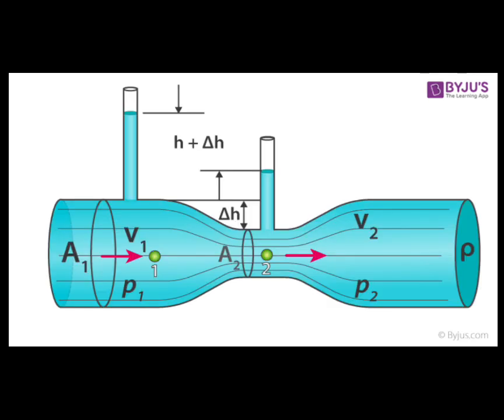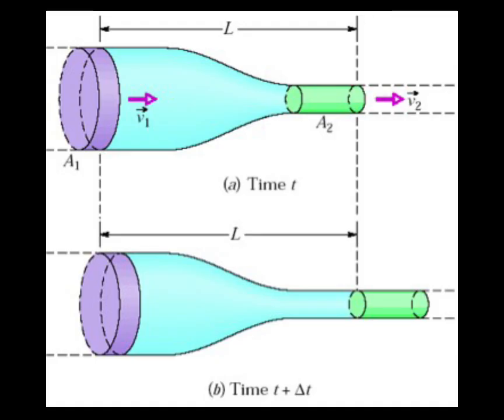Key insights from Bernoulli's equation: first, pressure-velocity relation. If velocity increases, pressure decreases, and vice versa. This explains phenomena like lift on airplane wings and the Venturi effect. Second, height effect. An increase in height decreases pressure or velocity due to gravitational potential energy. Third, assumptions: inviscid or frictionless flow and incompressible fluid, applied along a streamline.